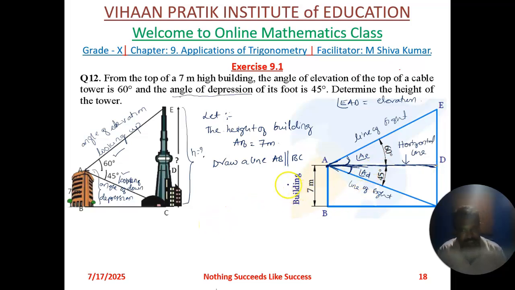Now from the figure, what we have? We have two right angled triangles and one rectangle. So first we'll check the triangles. How many triangles we have? We have triangle AED. We have triangle ABC. We have triangle ADC.